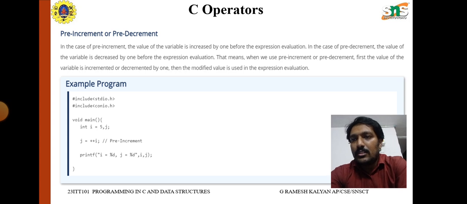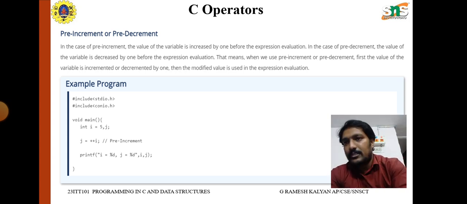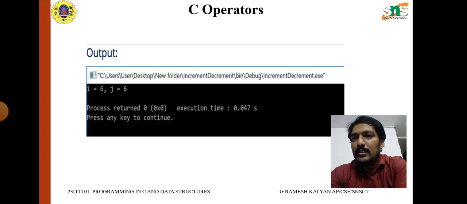Pre-increment is ++i, and pre-decrement is --i. We are just differentiating with the plus plus and minus minus before or after the variable. This is the output of the previous one.